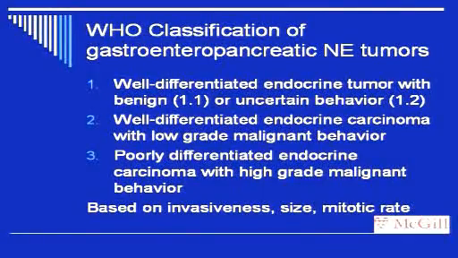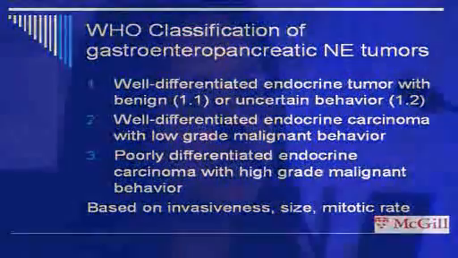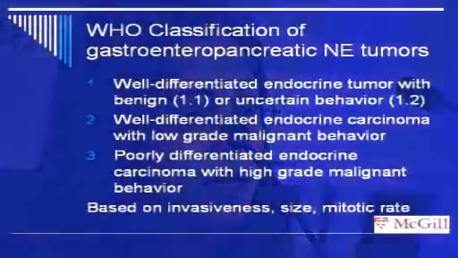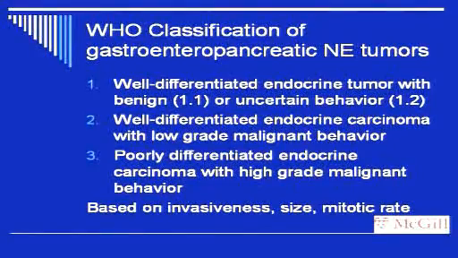Okay, so to talk about the WHO classification of gastroenteropancreatic neuroendocrine tumors, there are basically three categories. You can have well-differentiated neuroendocrine tumors, well-differentiated neuroendocrine carcinomas, and poorly differentiated neuroendocrine carcinomas. And this is based on the invasive capacity of that tumor, the size, and the mitotic rate.